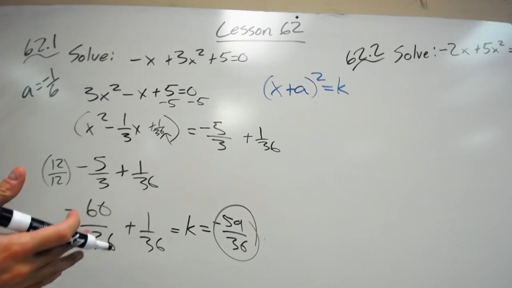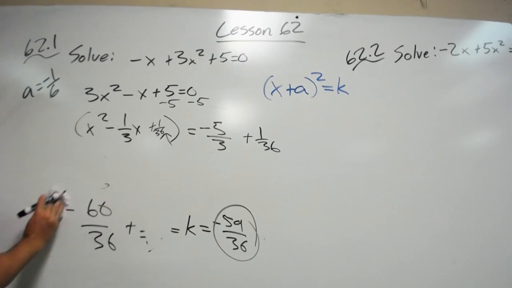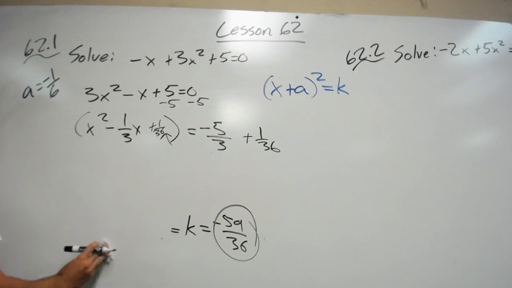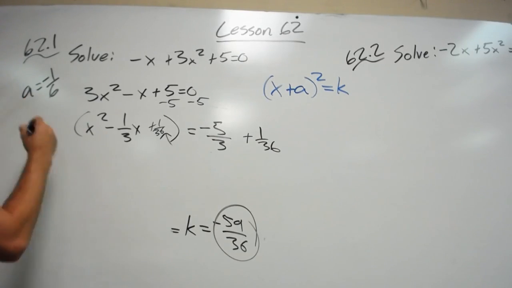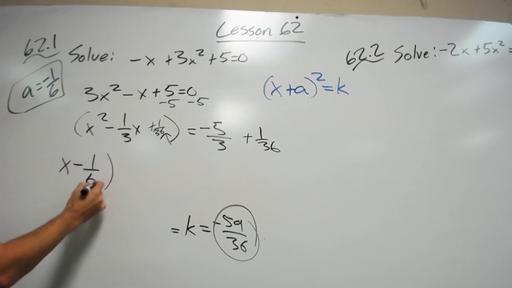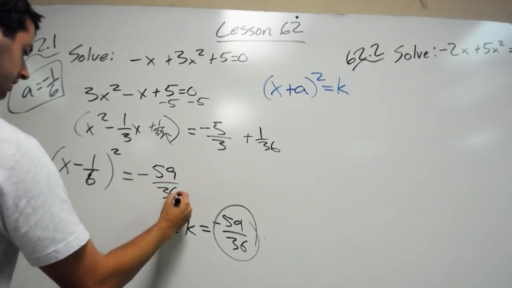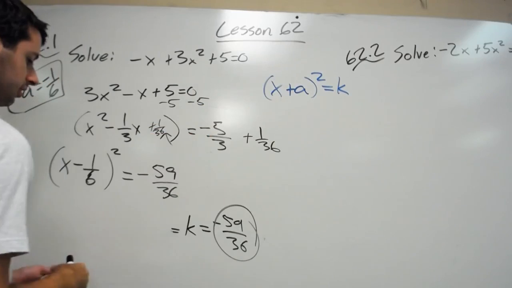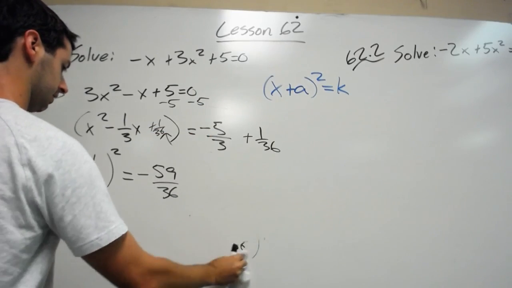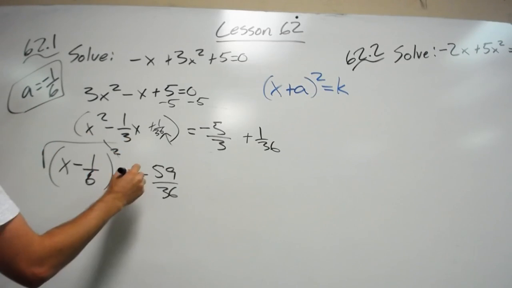So all this is familiar. We've done all this before. The only difference we're going to have is on the k side, it's going to be a negative. So let's go ahead and plug in what we have, because we've got a and k. x minus 1/6 squared equals negative 59 over 36. So now we've matched the equation that we're trying to get to. And we solve. We take the square root to get rid of the square.